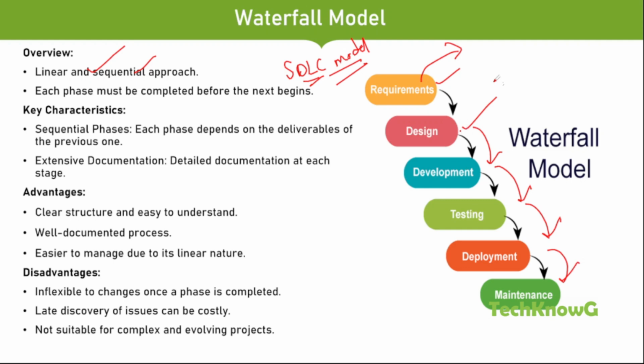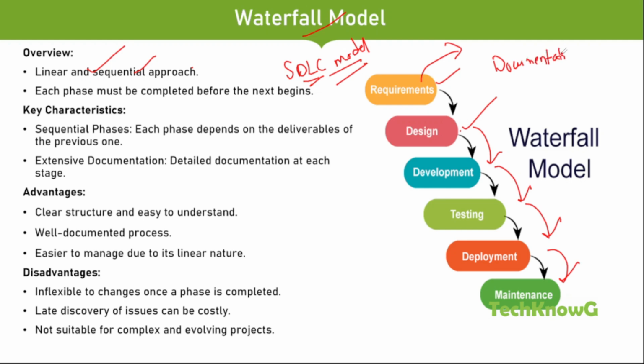There will be no intermediate actions here. If there is any change in the requirements, that will not be done in this waterfall model. Another model is agile, which we will discuss in a later slide. But for now, you can see it is a linear and sequential approach. But here there will be proper documentation of each phase.